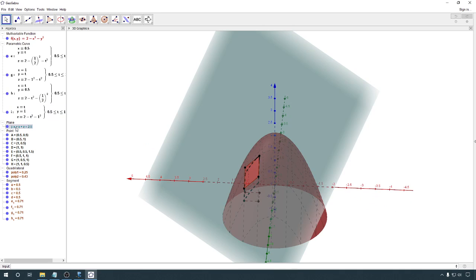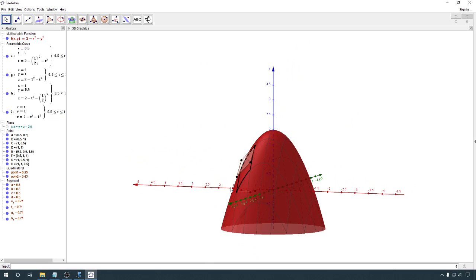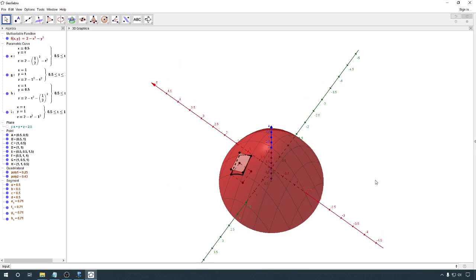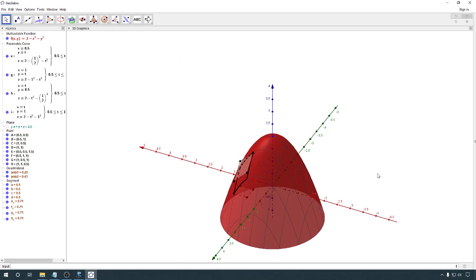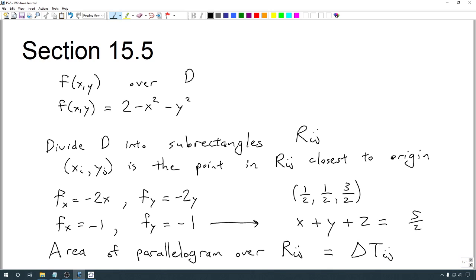In fact, we can even take out the plane so maybe you can see it a little bit better. We're approximating the surface by the area of that parallelogram. You can kind of see it there. We are going to refer to the area of the parallelogram over Rij as delta Tij, just to go along with how the book set this up.